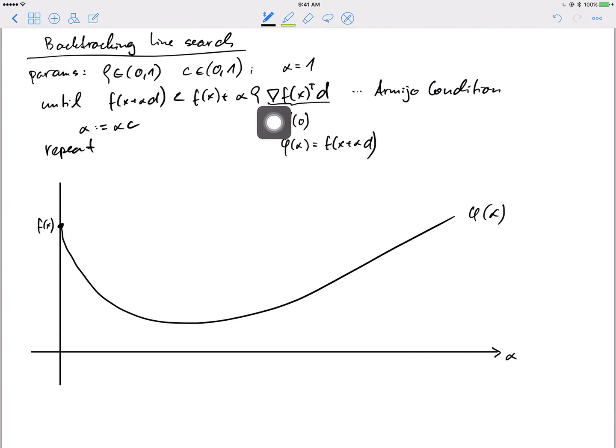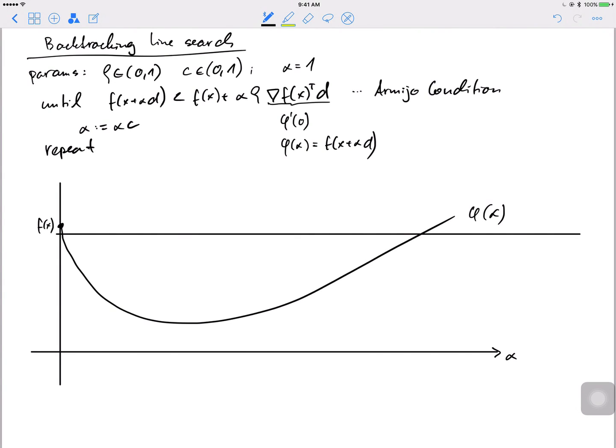So if rho was 0, how would this constraint look like? If rho was 0, this would all drop out. You don't actually want rho equals 0. I'll explain in a moment why. But if it was 0, then this would be just f(x + alpha d) has to be less than f(x). Okay? So that means that if I draw this line here, it didn't work.